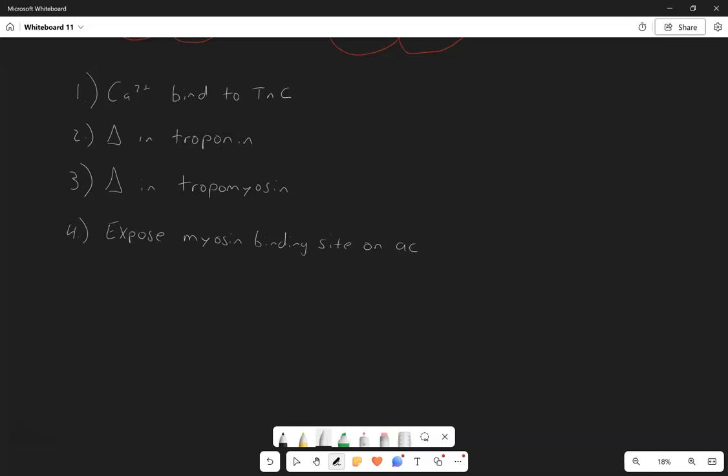And because myosin has a high affinity for actin, myosin binds to actin. And it's at this point, in parentheses, that is the formation of the cross bridge. And that's how we get the formation of the cross bridge. So in the next video, we'll talk about the actual movement of the muscle itself.